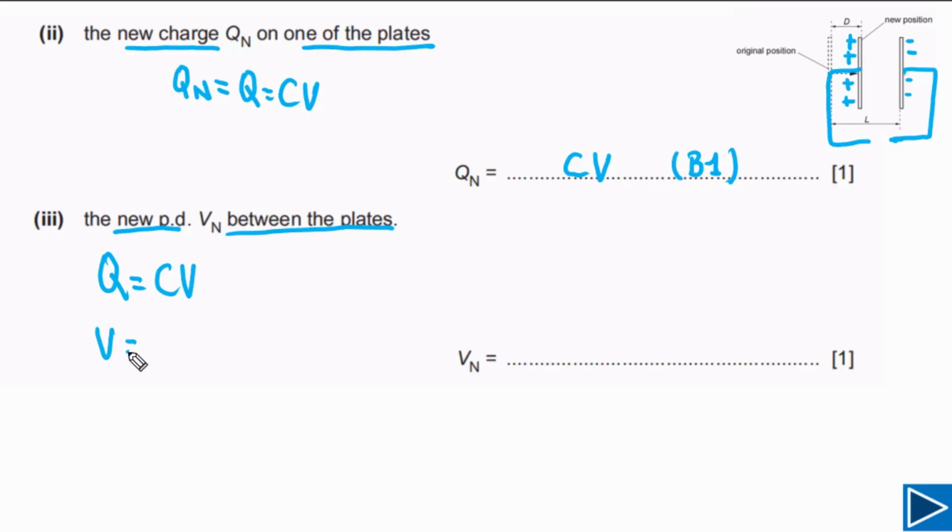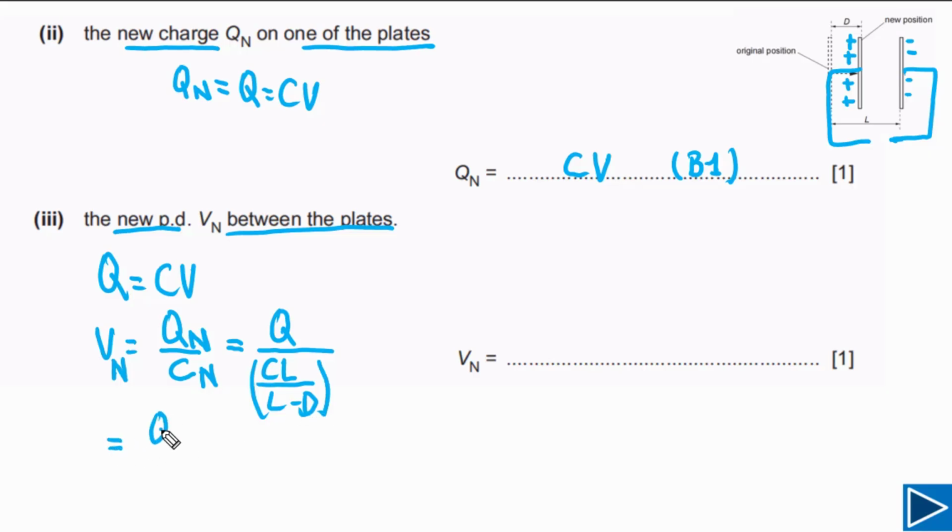If we rearrange this one, we can write down V is equal to Q over C. We need the new value of PD between the plates, so we have to use the new value of Q, meaning the new value of charge on plates, and the new value of capacitance. Qn we have already calculated, that is equal to Q. And the Cn we have already calculated in part A, and Cn was equal to Cl divided by L minus D. Now we can rearrange this one.